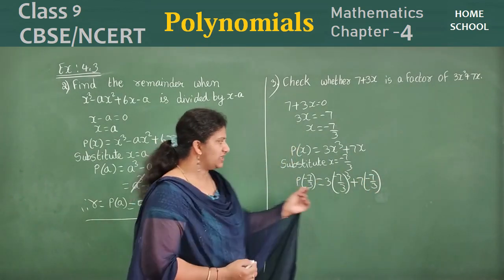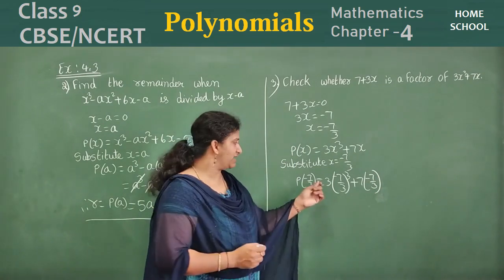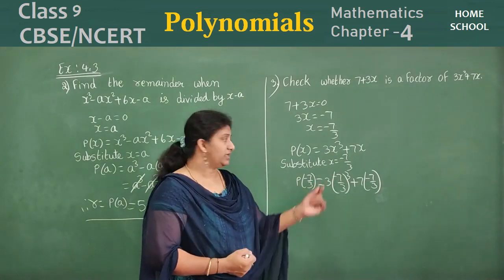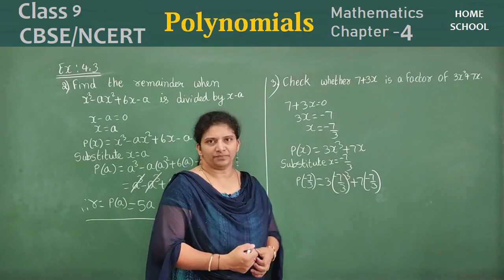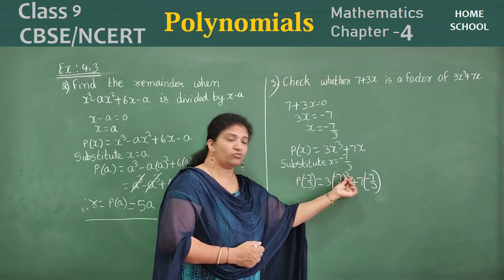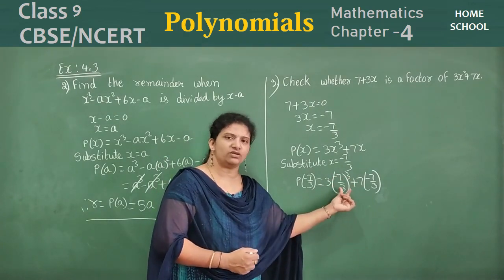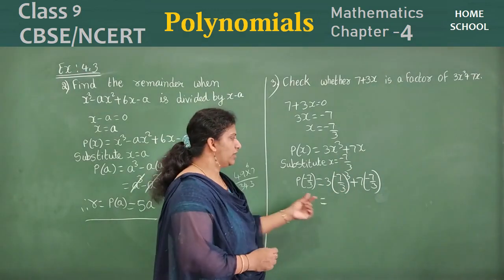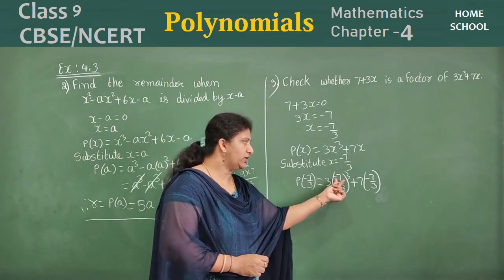So observe here, children, some have a habit of cancelling this 3 directly, but they won't see the power here. We should never do like that. First, remove the power, means you need to multiply. Then if possible, you can cancel. Okay, look here, children. Now what we need to do?